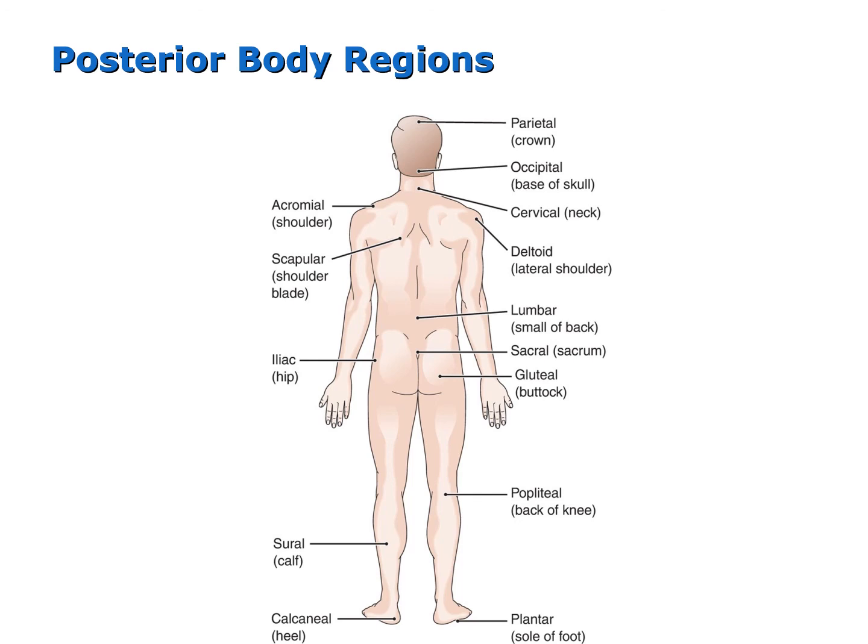The lower back is called lumbar. The area in between the buttocks is called sacral. The buttocks themselves are called the gluteal area. The back of the knee is called popliteal. The calf is called sural. The heel area is called calcaneal, while the sole of the foot, we call it plantar.